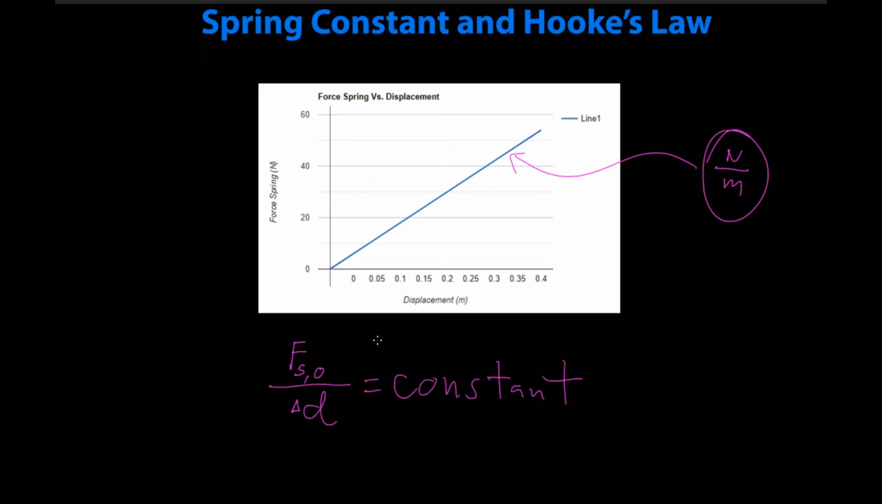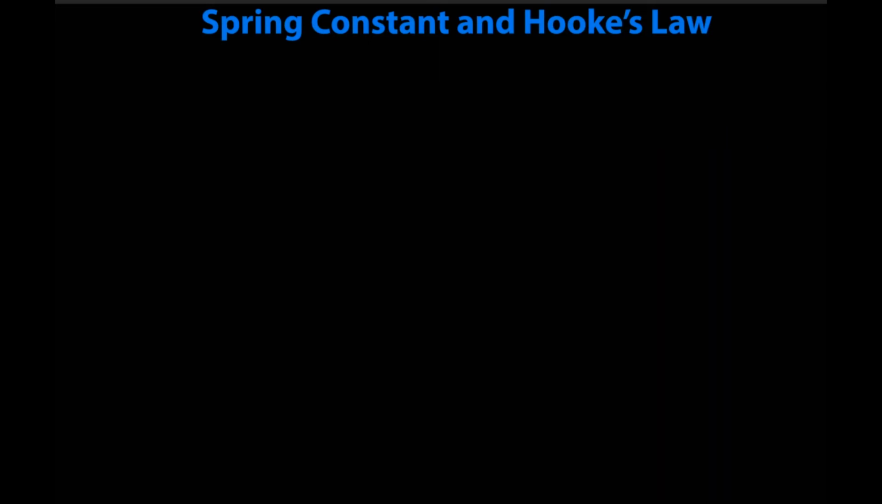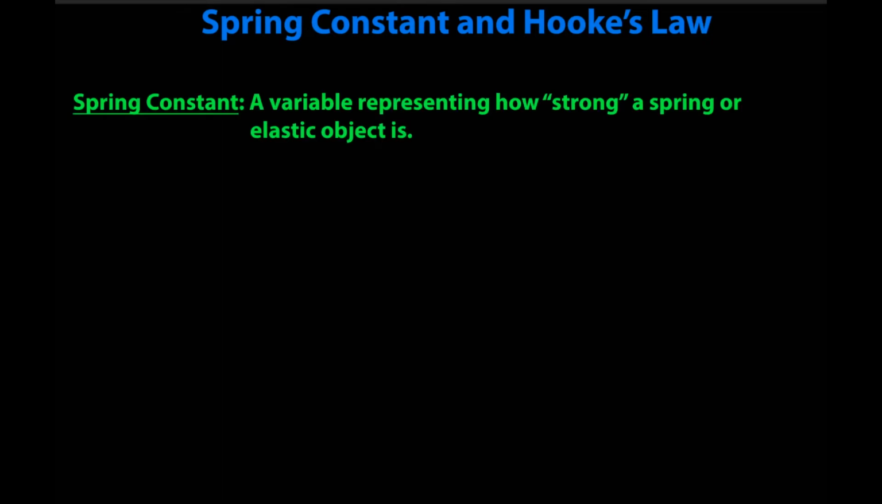So for this spring, for every equal amount of displacement you pull the spring, you will get an equal increase in force. So this value literally represents how strong the spring is, and it actually has its own name. It is called the spring constant, a variable representing how strong a spring or elastic object is.